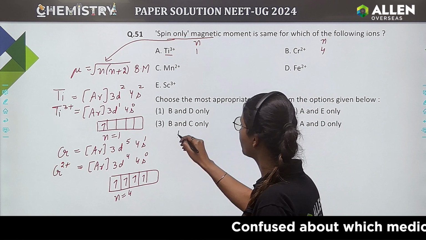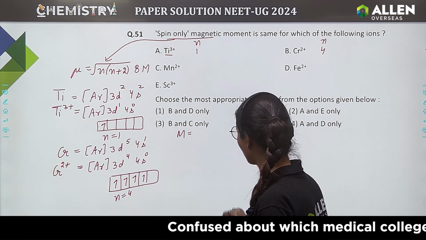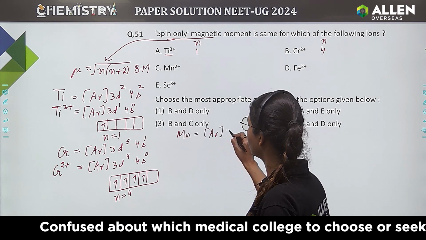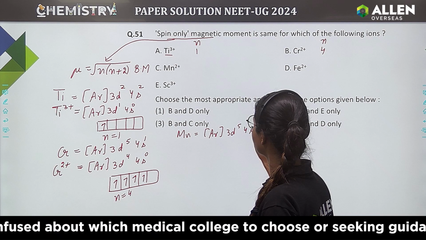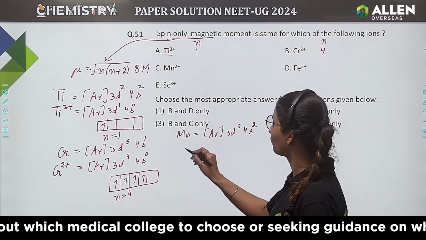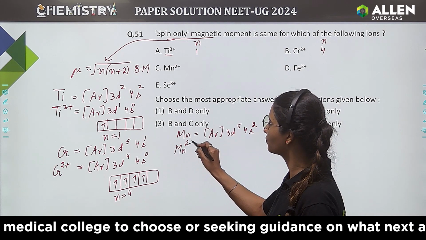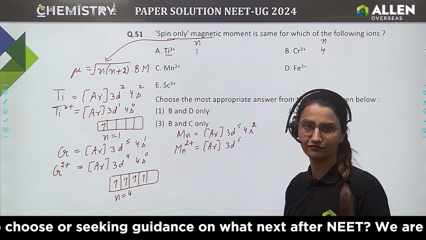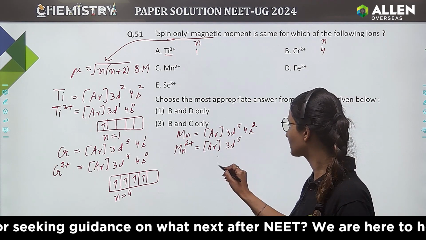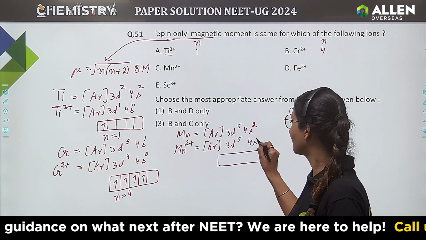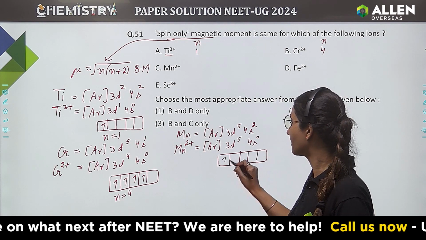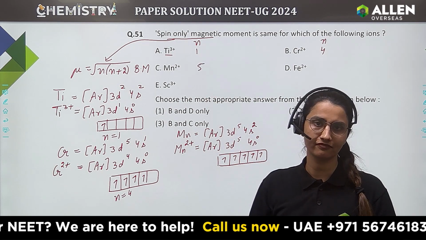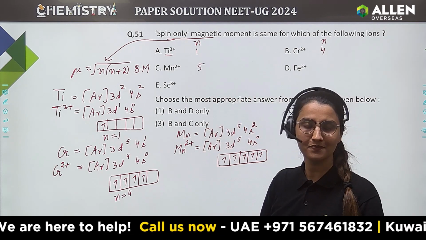Students, what is the configuration of Mn? Mn configuration is argon 3d5 4s2. So what will be the configuration of Mn plus 2? It will be, students, argon 3d5. Evident. How many unpaired electrons does it have, students? It has 5 unpaired electrons. So what is n here? It is 5. Not matching yet, right?